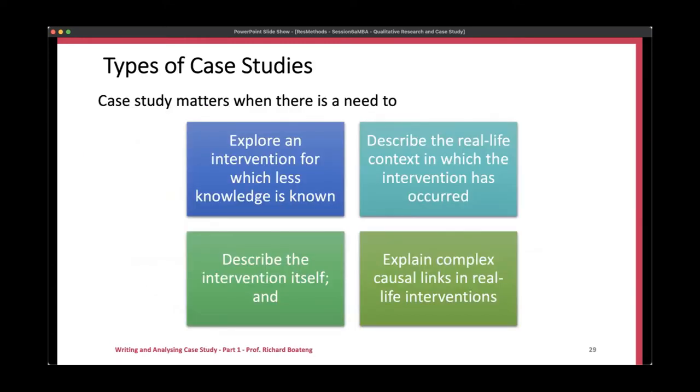And there are different types of cases. If there's any question, anybody, you can stop me and then ask.